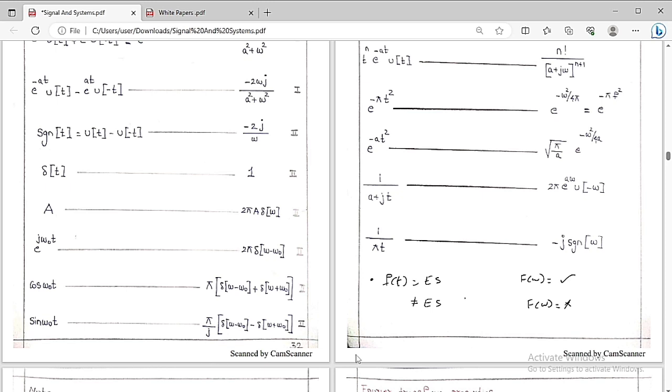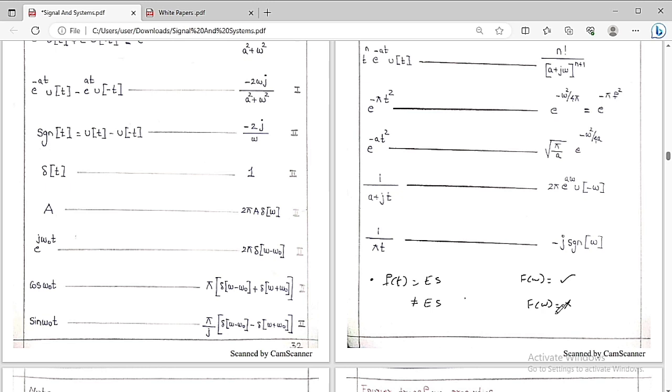So this is what I am trying to tell you. Therefore, we can say if the signals are energy signals, and if you try to find the Fourier transform for these energy signals, then we are going to get the Fourier transform defined for each and every value of omega. But if you take a signal which is not an energy signal, you can still find the Fourier transform, but at certain points it is not well defined.